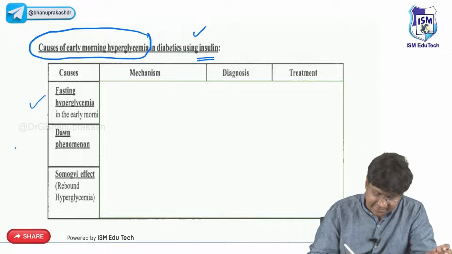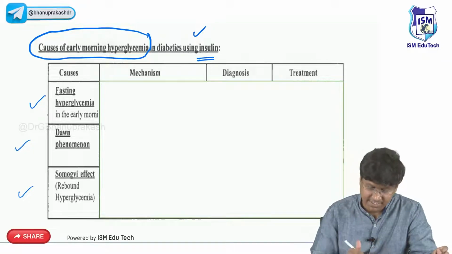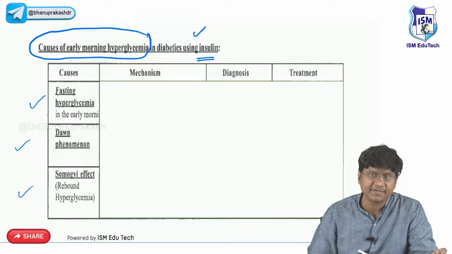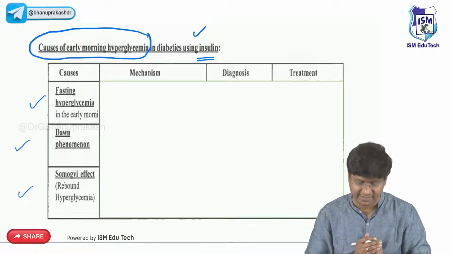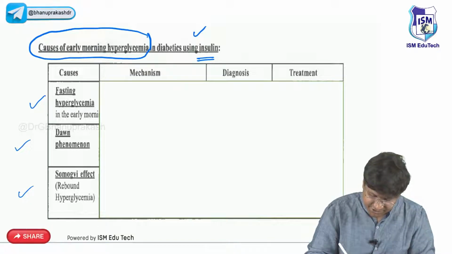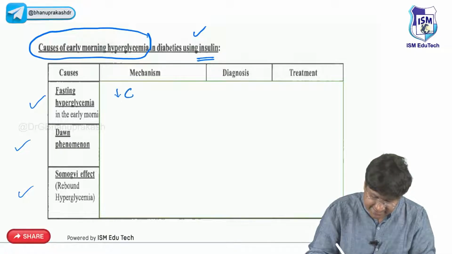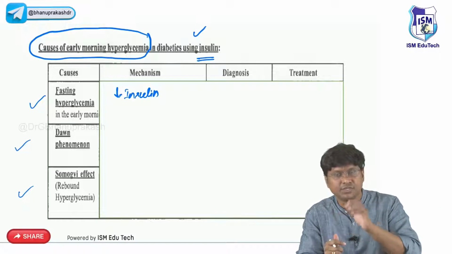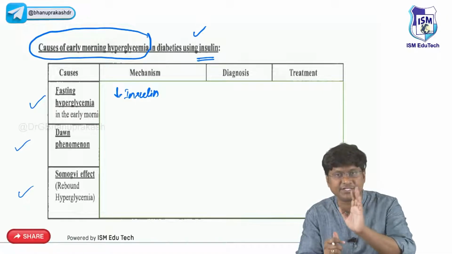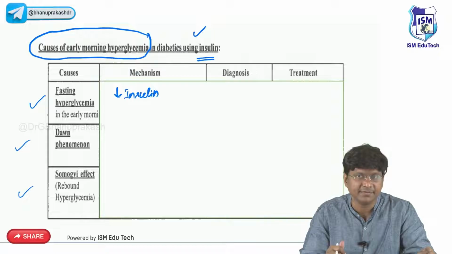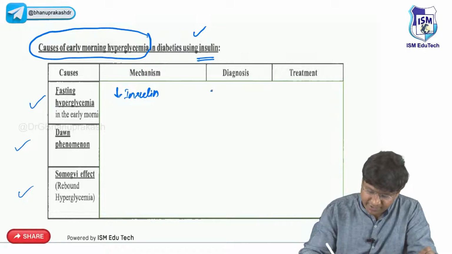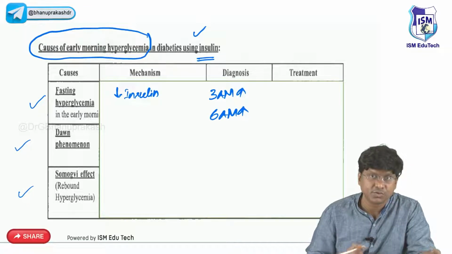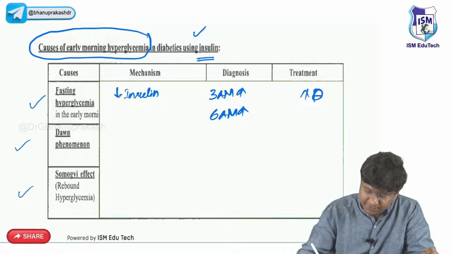One is fasting hyperglycemia, then dawn phenomenon, and Somogyi effect. What is the mechanism? Take fasting hyperglycemia. These patients are taking a lesser dose of insulin. 20 units is prescribed, but instead of 20, the patient is taking only 10. So what will happen? Throughout the night, at 3 a.m. blood glucose will be high, and at 6 a.m. blood glucose levels also will be high. So what is the treatment? You increase the dose of insulin.